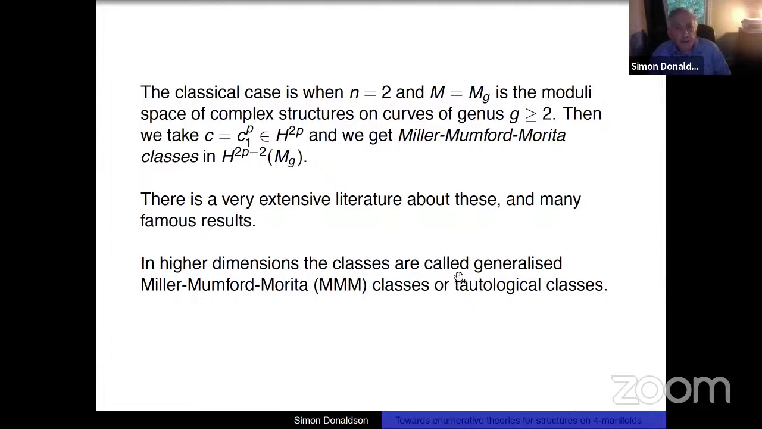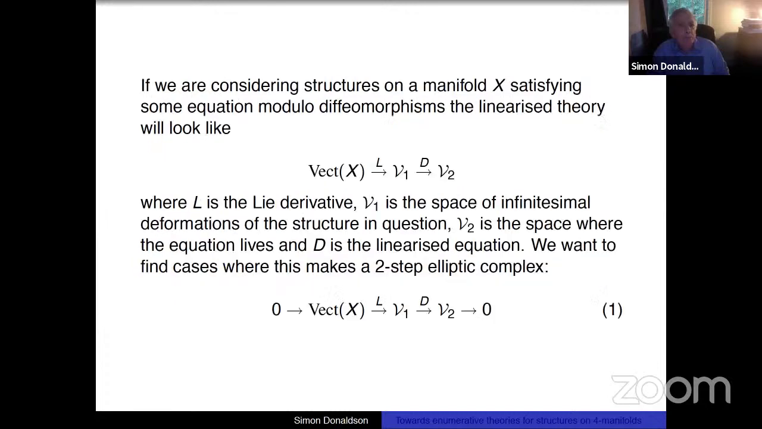So we follow through this construction and we get what are called Miller-Mumford-Morita classes in the cohomology of the moduli space. And these have been studied, and there are many famous important results about these from different points of view. But we can do the same in higher dimensions, what we've got are sometimes called generalized Miller-Mumford-Morita classes. I'll write this as MMM classes, or sometimes they're called tautological classes in the literature. So that's one kind of generality about structures on manifolds.